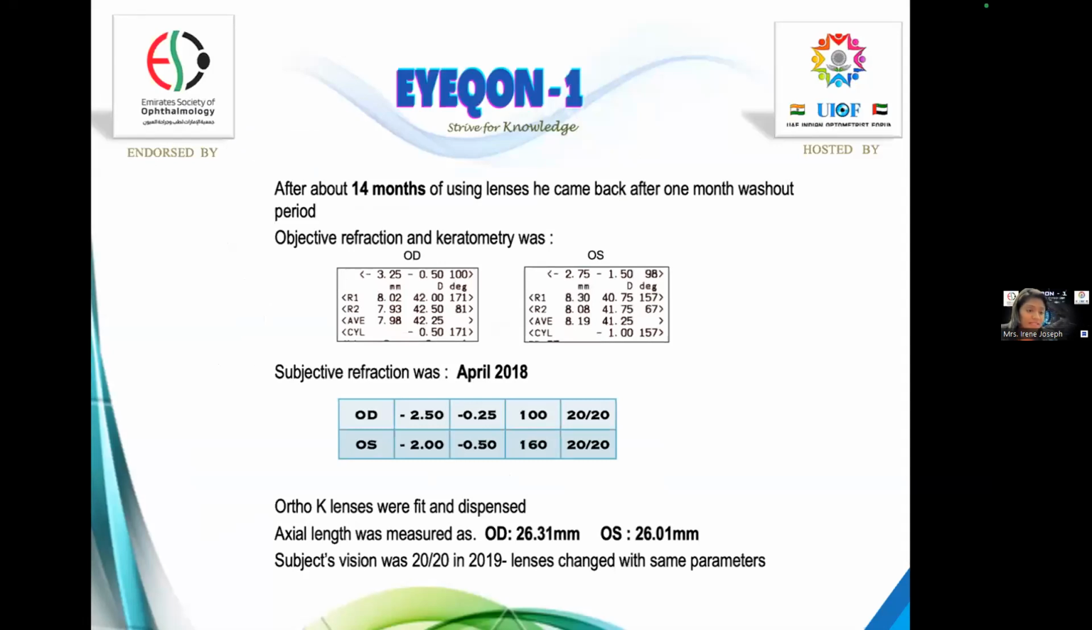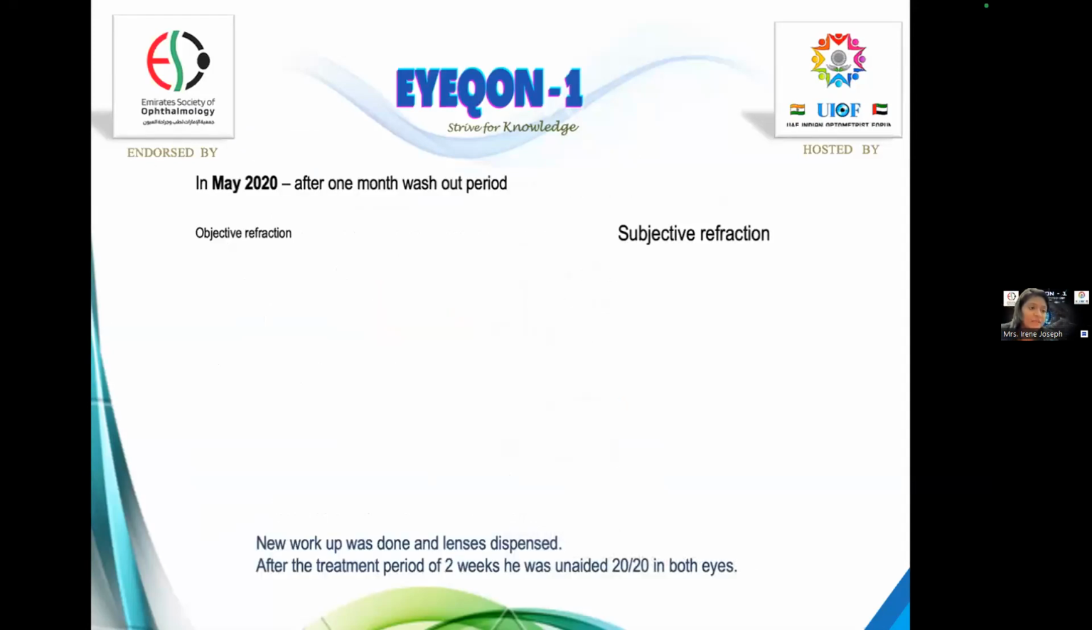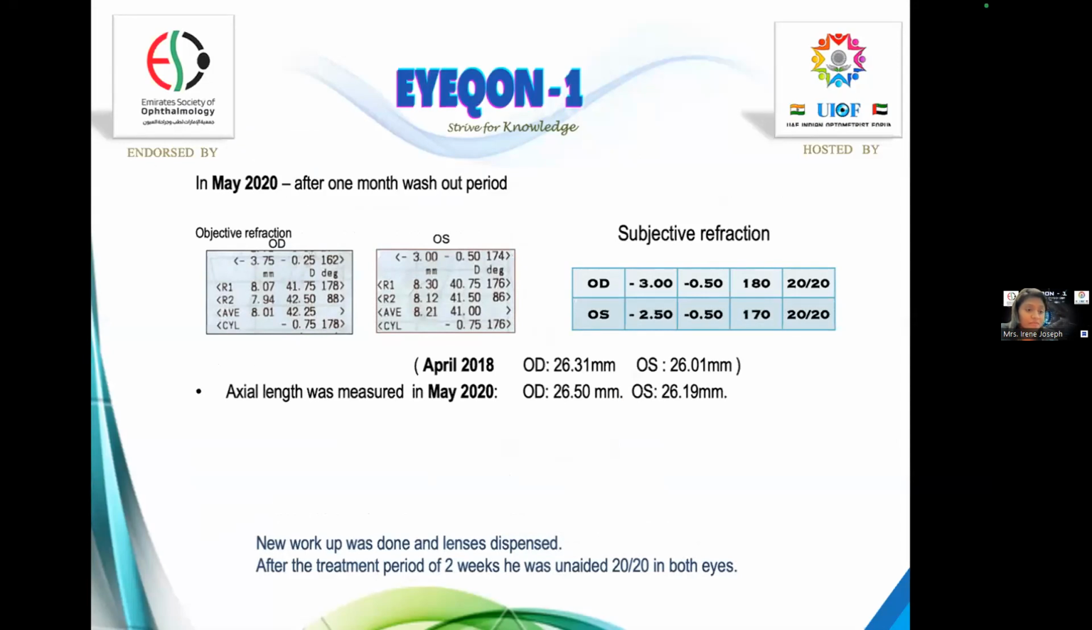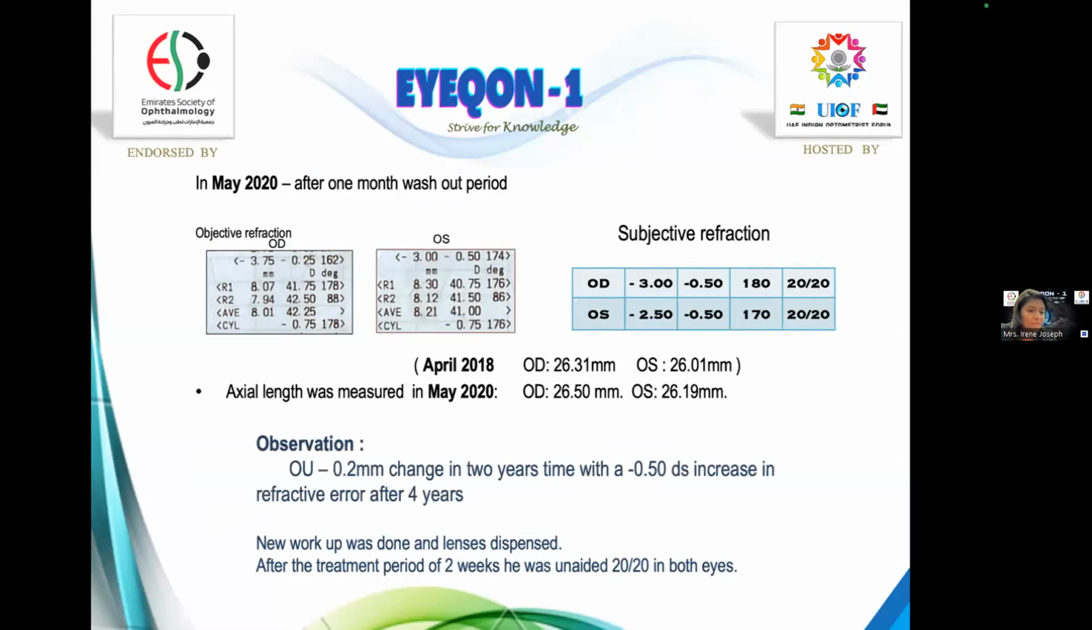That was 2018. In 2019, we changed the lenses. Then in May 2020, about 2 years after using the lenses, he came for a refraction and was -3 and -2.5. The axial length was 26.5 and 26.19. If you remember the April 2018 axial lengths, over 2 years' time there was a 0.2 millimeter increase in the axial length and about a 0.5 diopter increase in refractive error over 4 years.